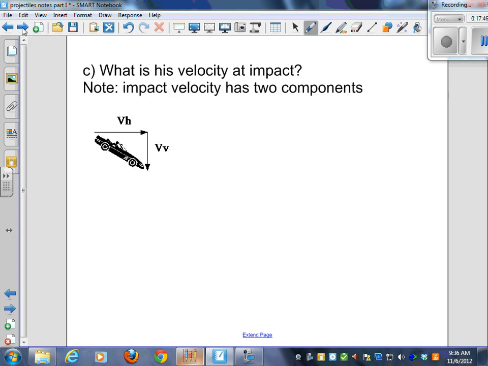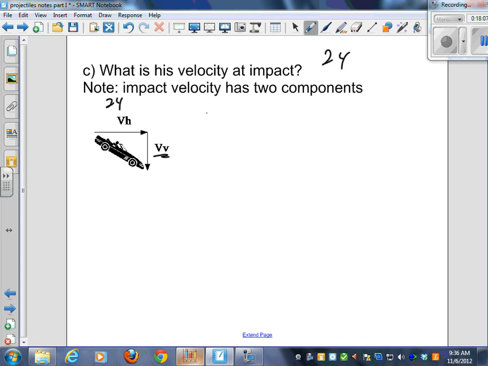All right. What is his velocity at impact? Okay. Now you might say, well, it's just 24, but that's not true because the VH is 24. What's the VV? And it's not 0, right? It's being accelerated due to gravity, and so we need to find VV and then add them together to find the overall. So how am I going to find VV?